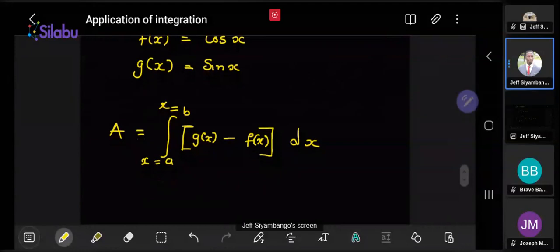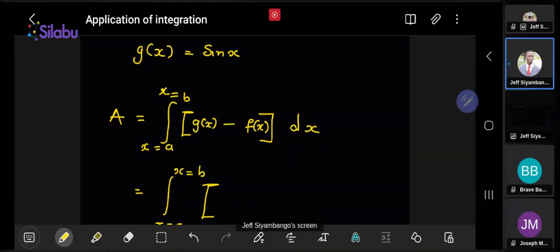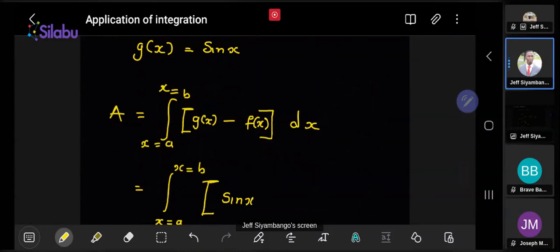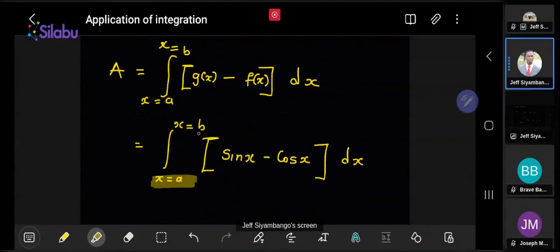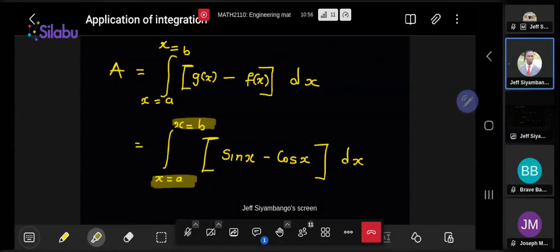We know what f of x and g of x are. The only thing left is what a is and what b is. So let's plug in f of x and g of x. g of x is the sine function, so this is the integral of sine x minus cos x dx. But now, what is a and what is b? How do we find those two? What do you think?